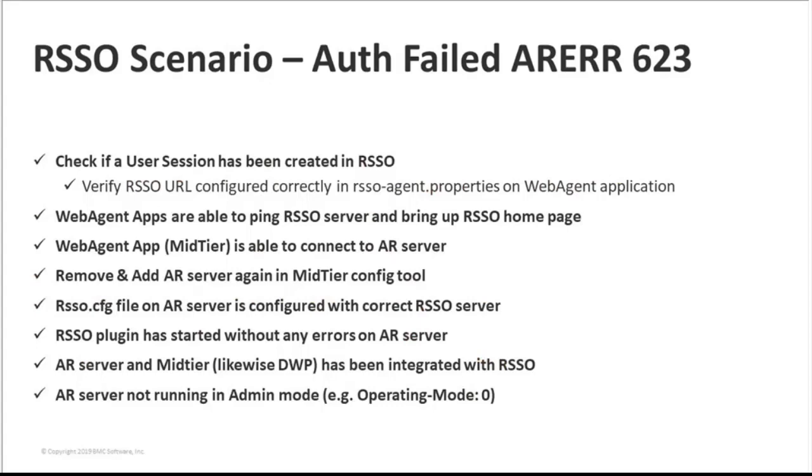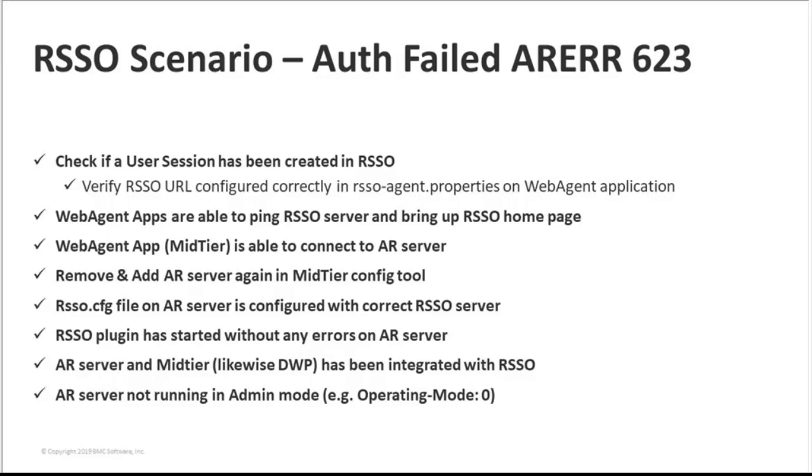But if you get an AR authentication failure, AR error 623, that may not necessarily be an RSSO integration issue. It could very well be an authentication side issue. So how do we figure out what things we need to check when we see this error message? I have made a few pointers that we have used in the past to resolve many tickets with this same error message.